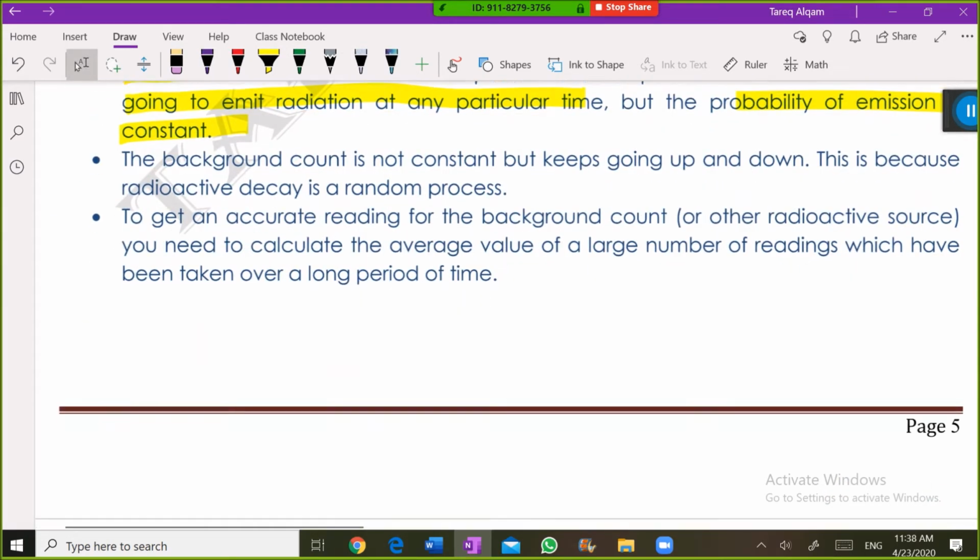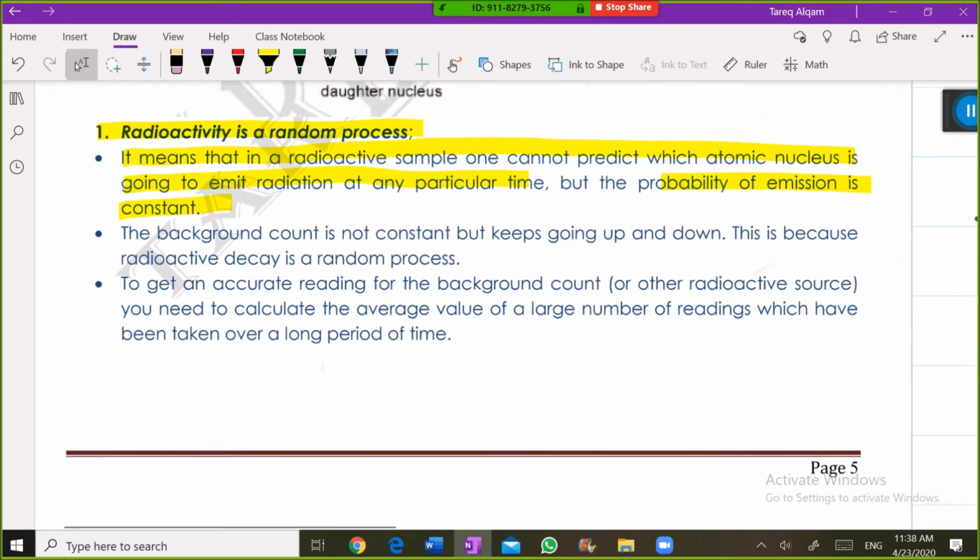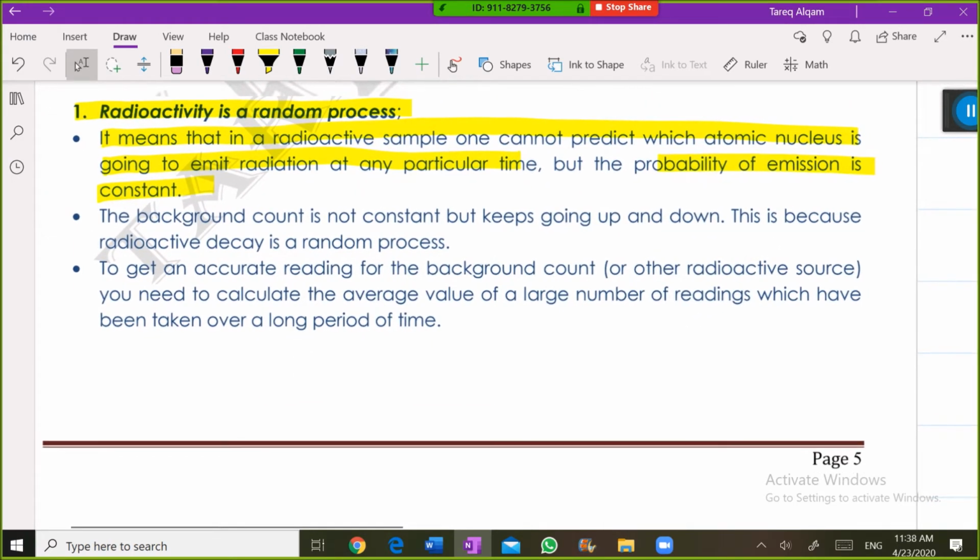As a result of that, guys, when we detect the radiation, if I make a detection for this radiation, it will not be constant. Yani the reading will keep going up and down. I will show you that. The counts or the reading taken using a detector will be slightly fluctuated.